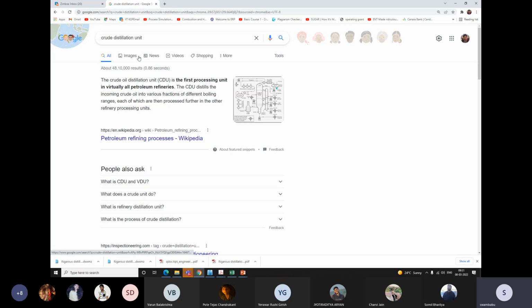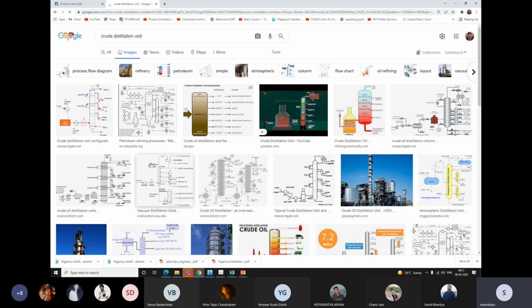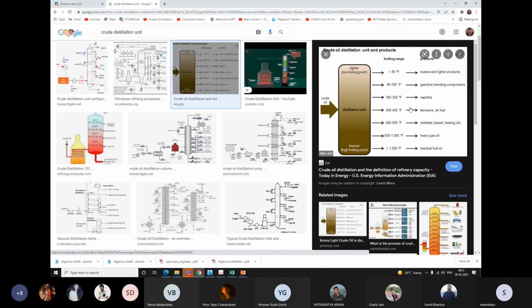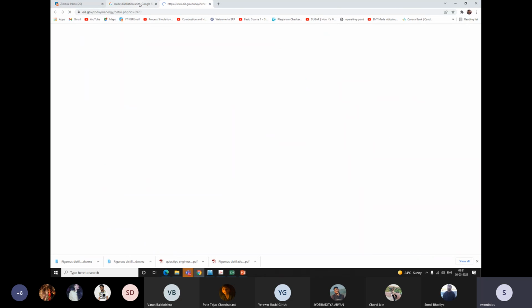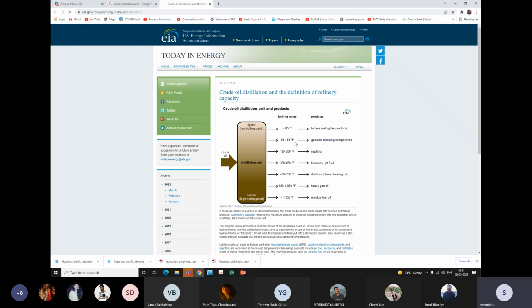If you have ever known this crude distillation, let me take out. So if you see this crude distillation image, the crude oil goes into the distillation unit. They will take out different side products from the distillation unit. The stream having temperatures lower than 85 degrees Fahrenheit will predominantly contain butane and light products, which go for the LPG.